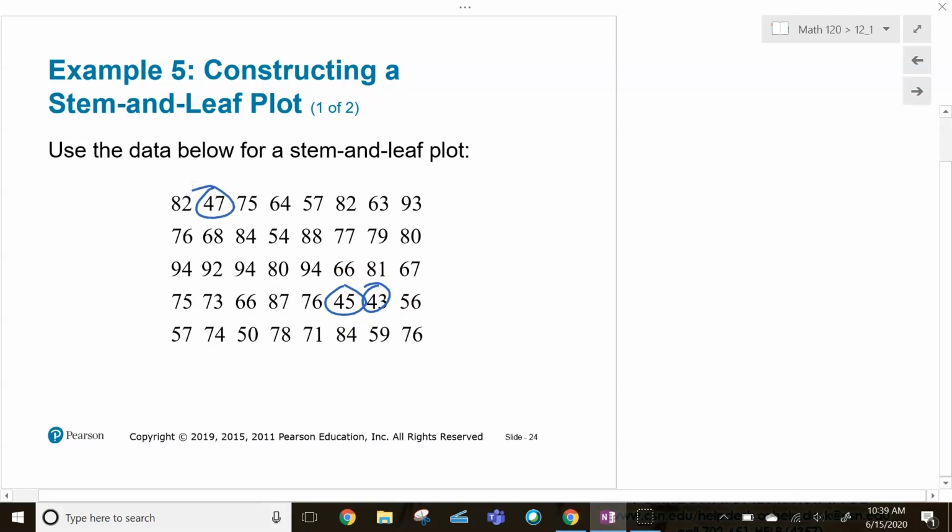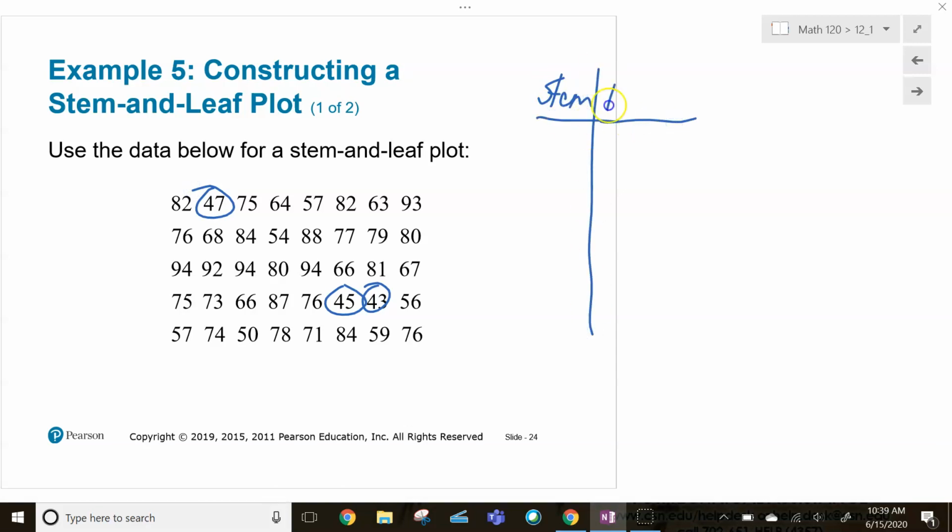47, 45, 43. So my stem are the tens, my leaves are the ones. So 47 is displayed like that. Now I'm done with 47. Now I've got 45. So 45, and I just put it there. That's representing 45 right there.